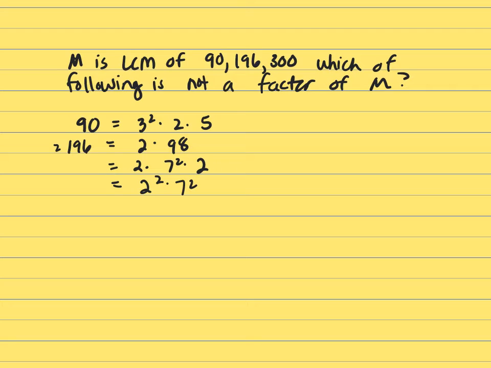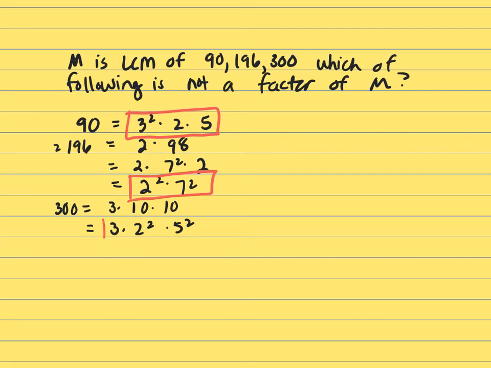And then what's the last one? 300. That's not too bad. 300 is 3 times 100, and 100 is 10 times 10, and 10 is 5 times 2. So that's 3 times a 2 squared, because you got 2 2's in each one, and then 5 squared. So I want to look at this, and this, and this.